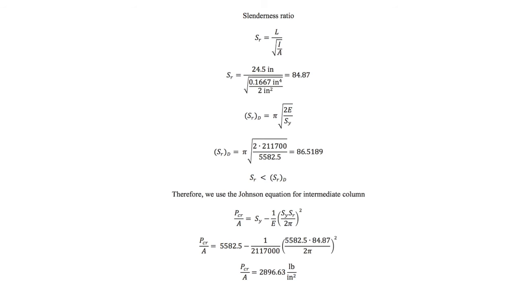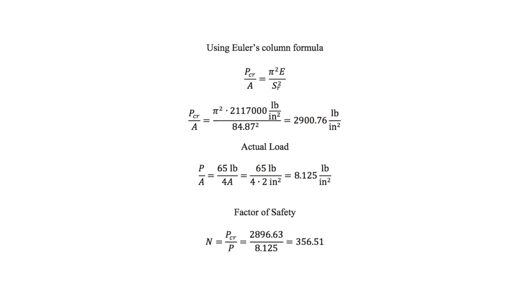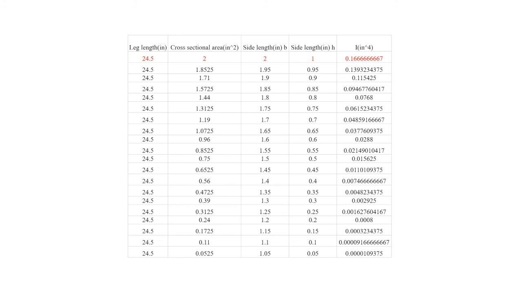Our legs were found to be intermediate, so we had to use Johnson's equation to calculate the critical stress. We calculated the critical stress to be 2900 psi and our actual stress to be 8.125 psi using a load of 65 pounds. These values gave us a factor of safety of 356.